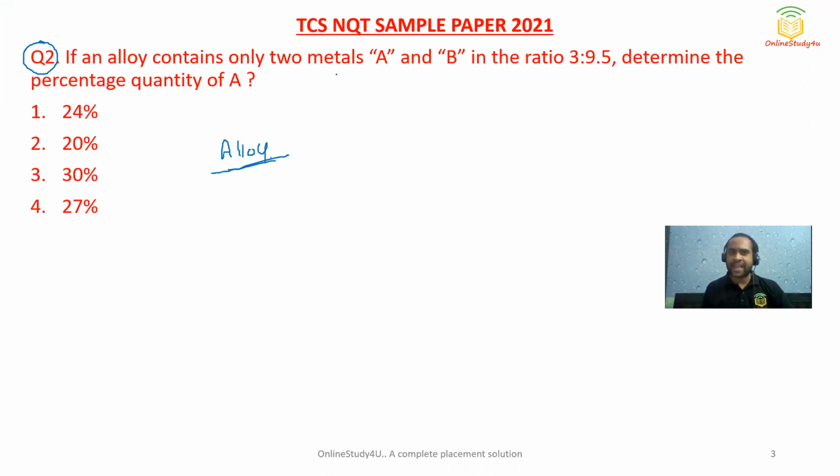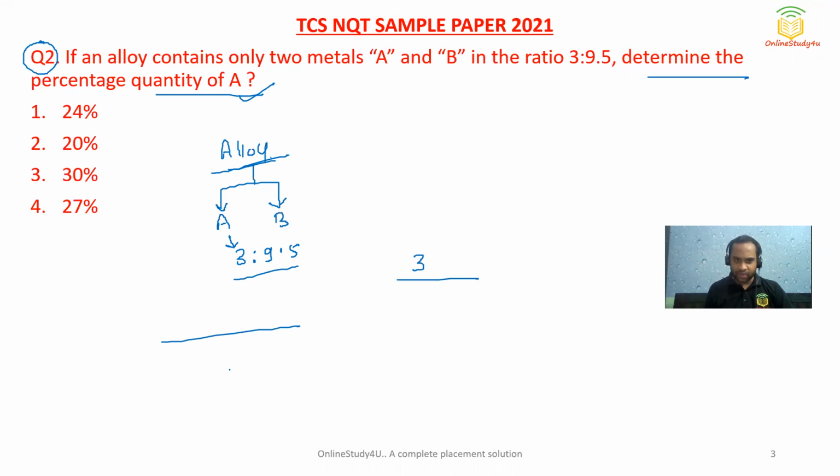So if an alloy contains two metals A and B, and their ratio is given as 3:9.5, determine the percentage quantity of A. So now in front of A it is 3. See, actually what is the total, and in that, what is the percentage of A? That is what they're asking.